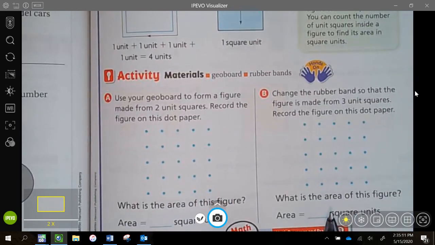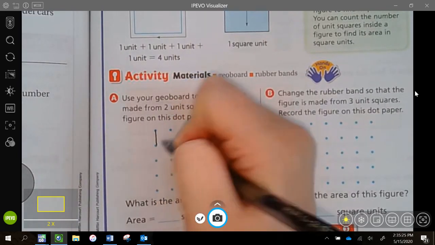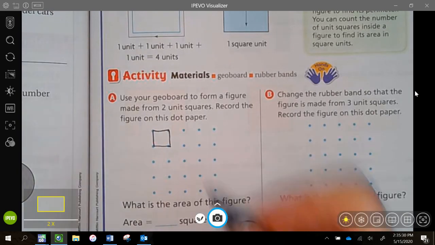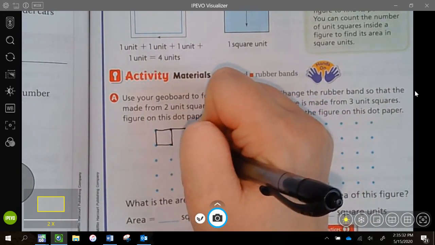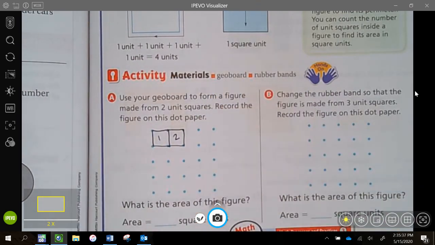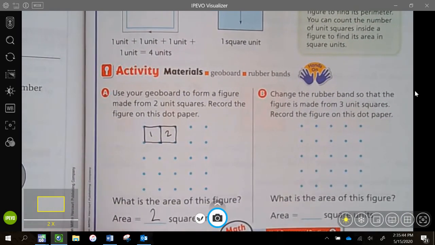And so this is a geo board. And what we're going to do is we're going to form a figure made of 2 unit squares, okay? And we're going to show it on the dot paper. And so I'm just going to make 1 unit square, okay, with the 4 dots. And then I'm going to create the next unit square right next to it so that I have 1 and 2 unit squares. So the area of the figure is 2 square units, okay?